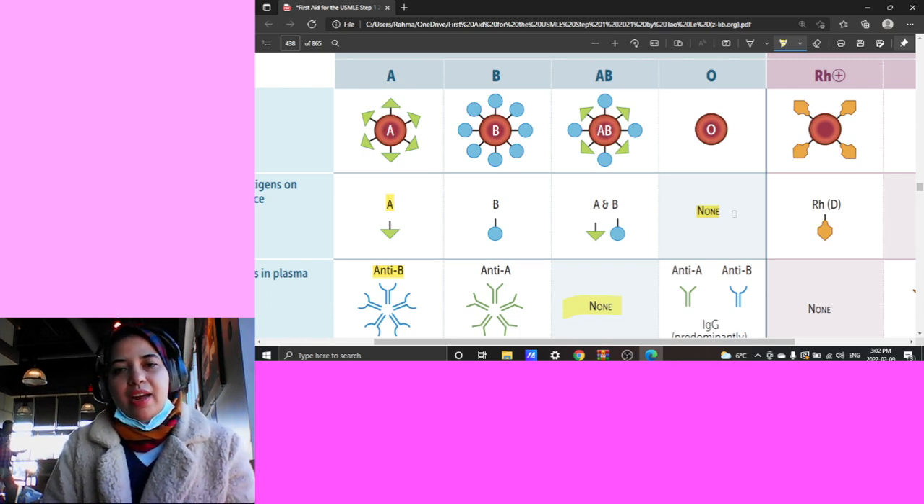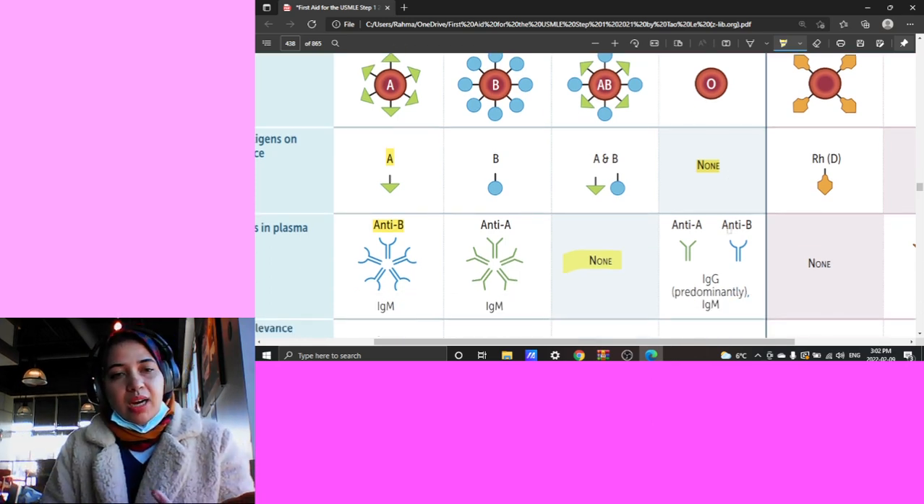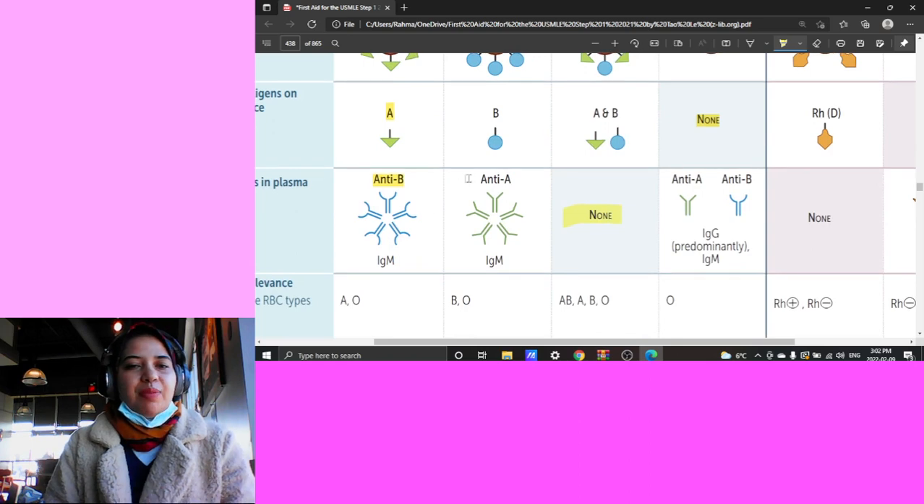The AB, on the other hand, can receive anything, but they also cannot donate to the other two because the other guys here, A and B, have antibodies against A and B. So that's something to be aware of.